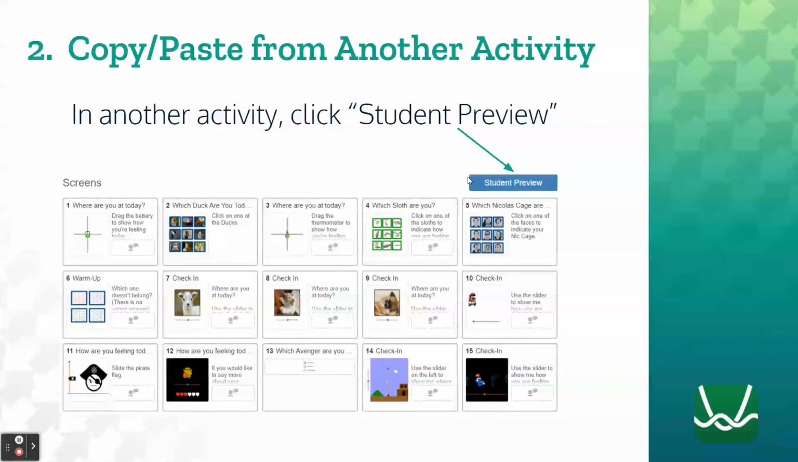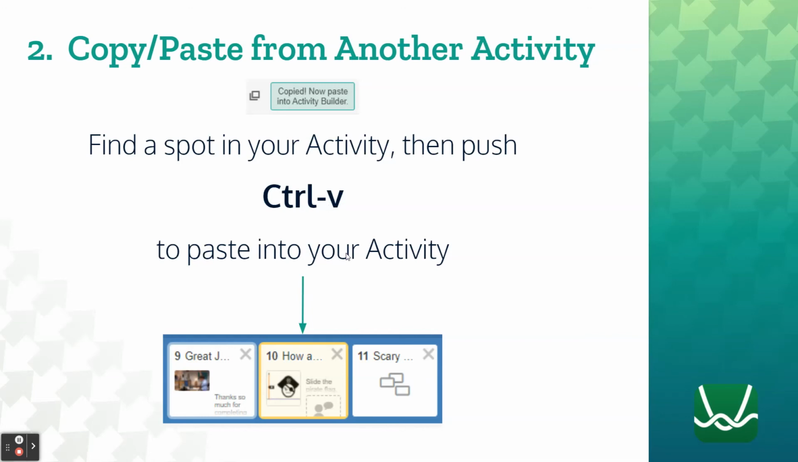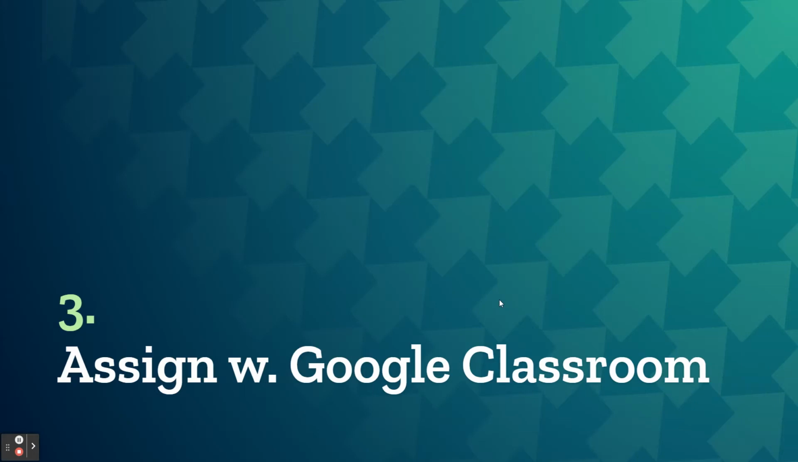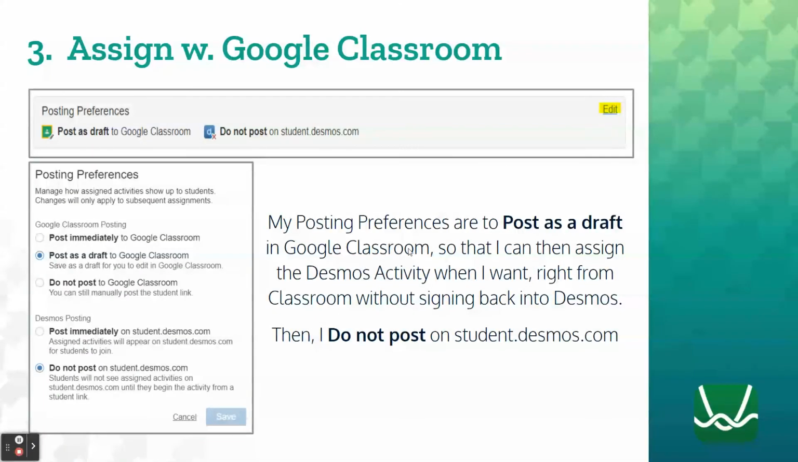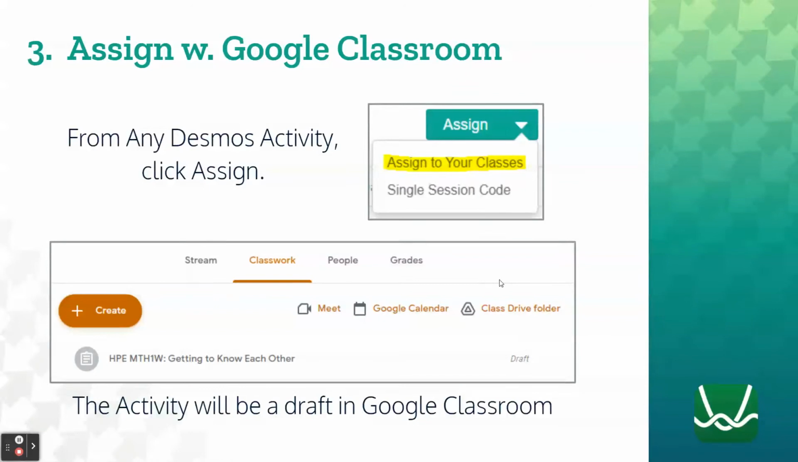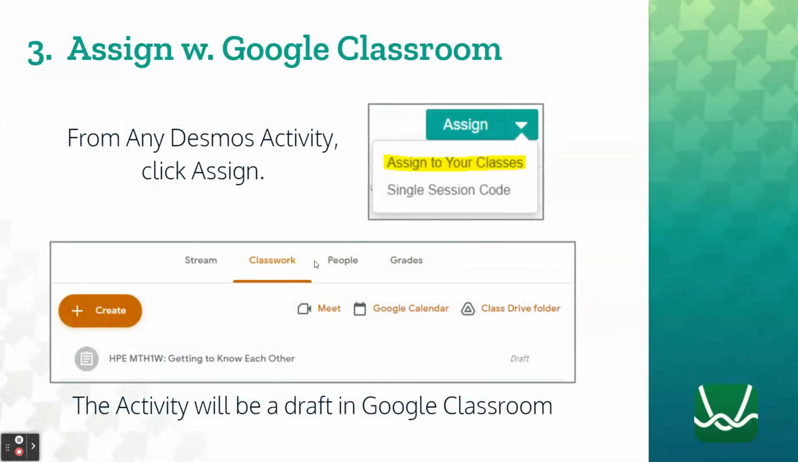Copy and paste from another activity. So when you find an activity, click on the student preview, you find a slide you like, you're going to click on this icon and Control V into your activity. Assigning with Google Classroom. So you're going to sign in at teacher.com, manage your classes, add a new class, and then import from Google Classroom. Here are those preferences that I talked about. And then when you go to assign, you're going to assign to your class, and then it'll appear as a draft in Google Classroom if you choose these preferences. If you're going to post immediately, it'll go straight into Google Classroom and the kids can see it right away.